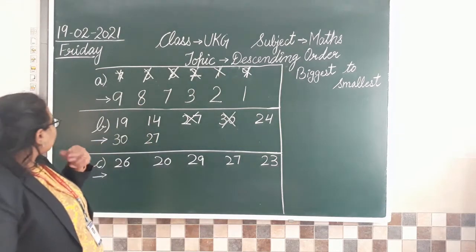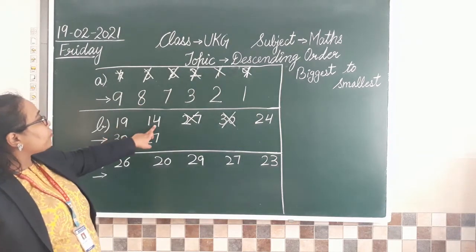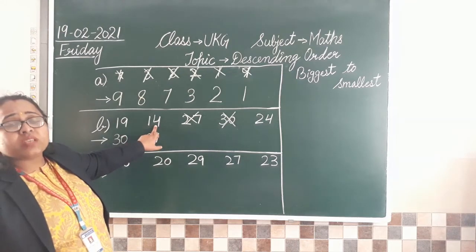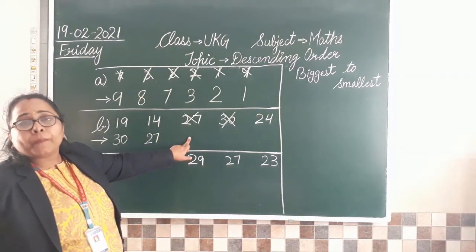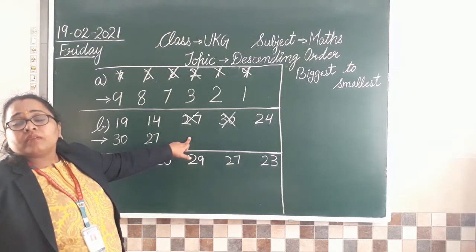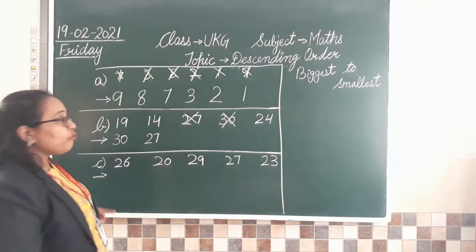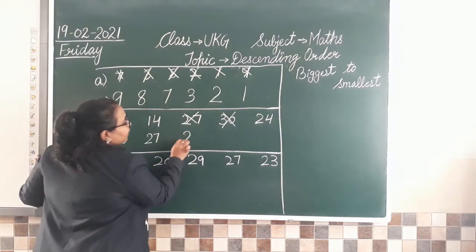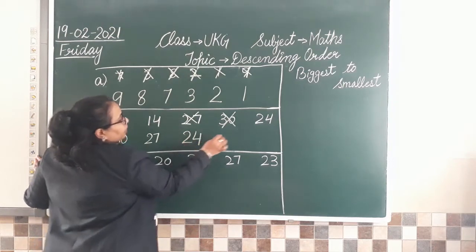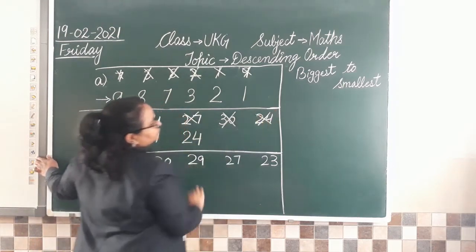Now we have 19, 14, 24. So which is the biggest? अब कौन सा नंबर कॉपी करेंगे हम? We are going to copy 24. So let's copy that and put a cross here.